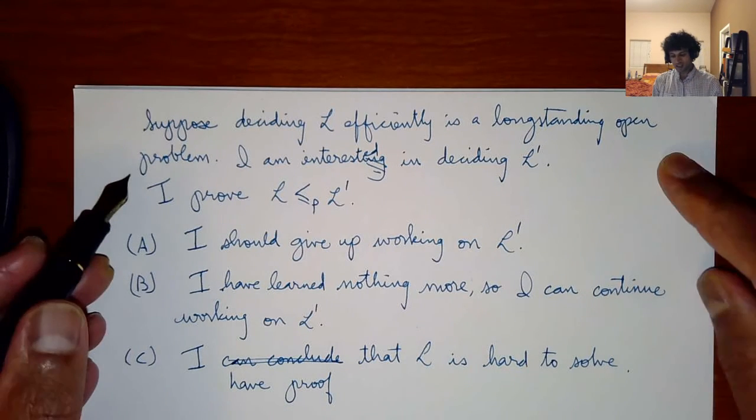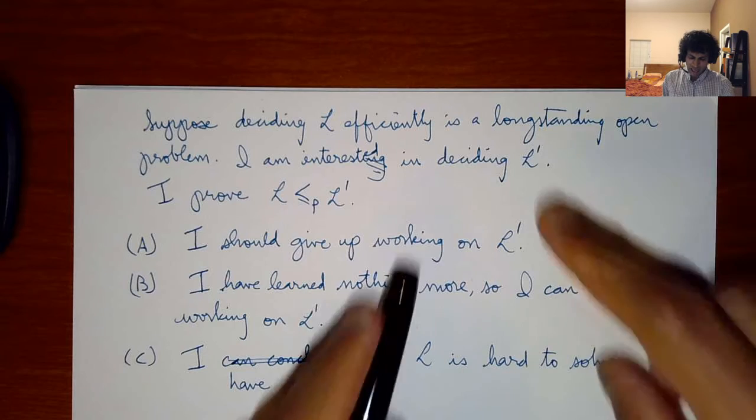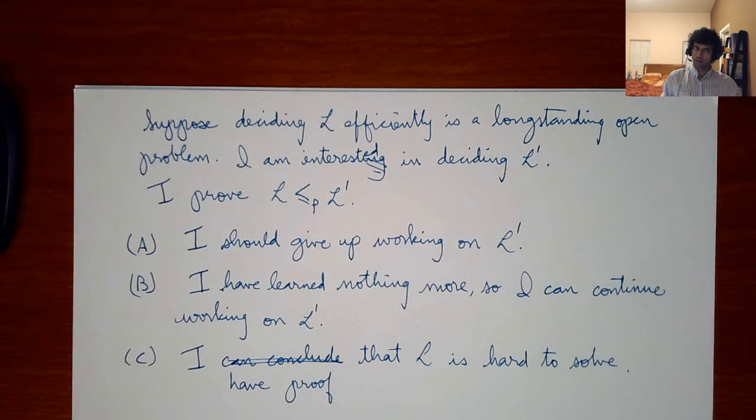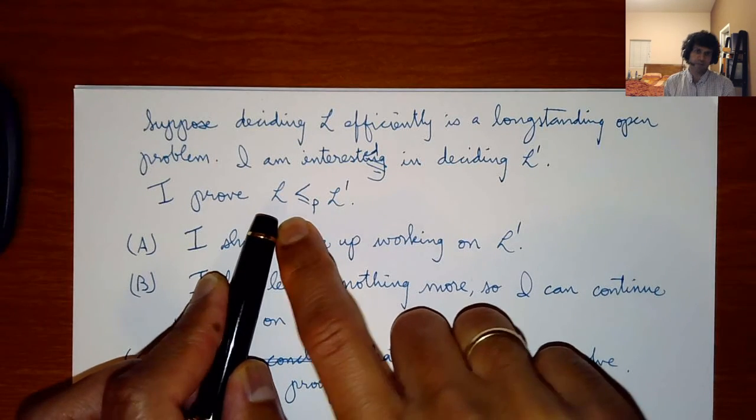So here, deciding L is a long-standing open problem. That doesn't mean that there is any proof that it's hard. It's just a long-standing open problem. I'm not sure if it's a very hard problem. Many people have tried to work on it, haven't done anything. I'm actually interested in deciding L prime, which is a very different language. Now what I proved was a reduction. I proved that L reduces to L prime.